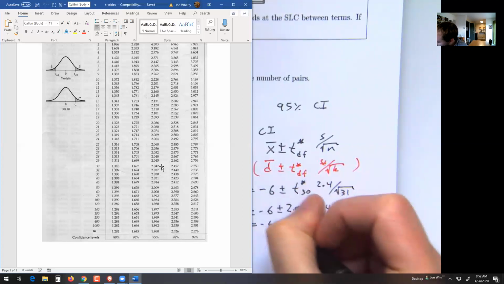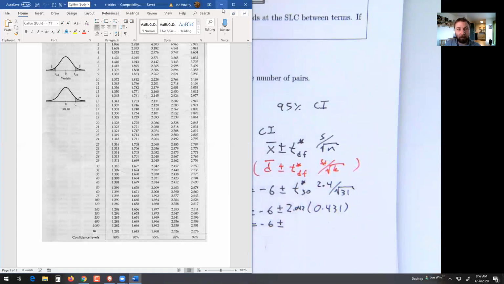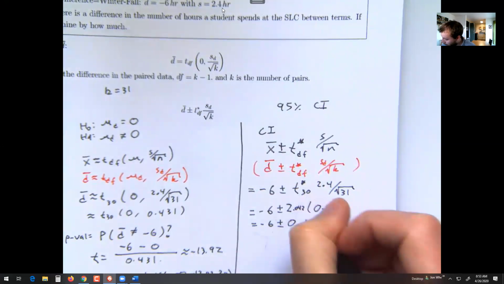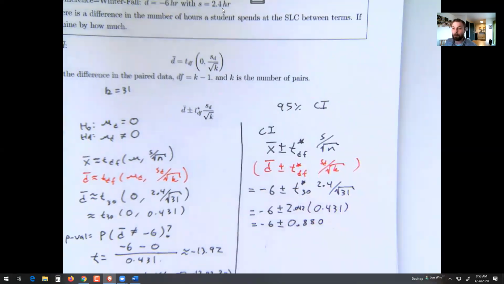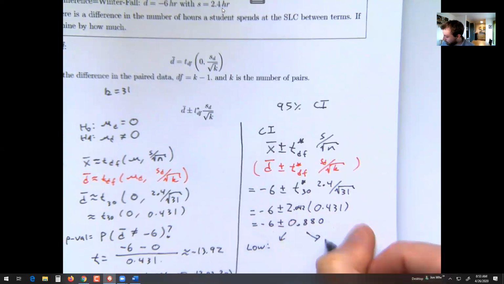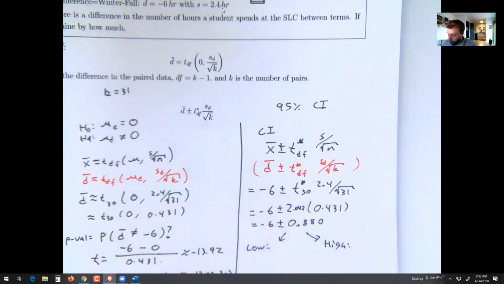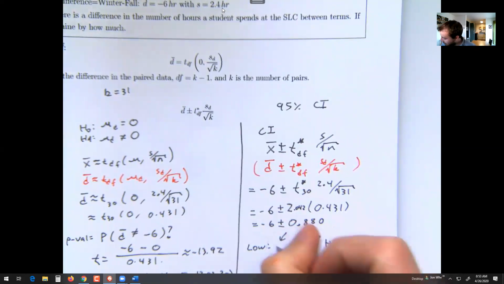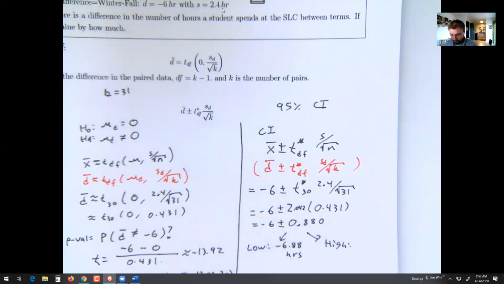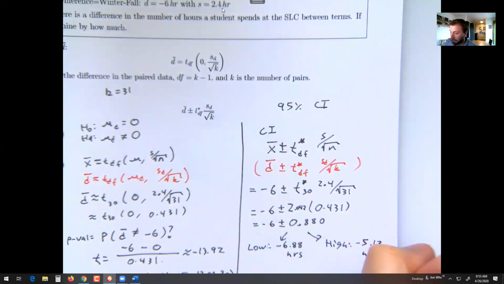I'm going to multiply that 2.042 times that 0.431 to see how much I'm adding and subtracting. That number is called the margin of error. So my margin of error is 0.880 or so. So I'm going to do this once with the minus and once with the plus. With the minus, I get negative 6.880. My units here are hours. With the plus, I get negative 5.12. The units again are hours.